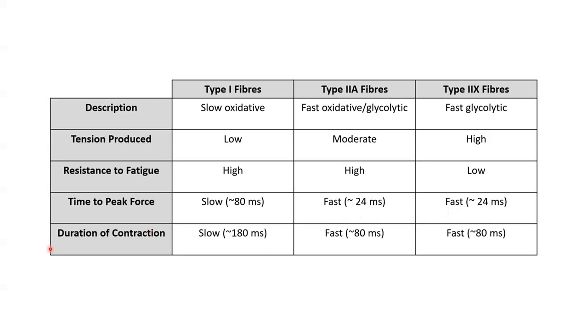And then lastly, the duration of the contraction: the duration between a muscle fibre being innervated, reaching that peak tension, and then completely relaxing. For our type 1 fibres, this is quite slow. It's slow to reach that peak force, slow to relax. It produces that low level of muscle force, but it can contract all day without getting tired or being fatigued. Our type 2A and our type 2X fibres are quite fast to reach that peak force. They're also fast to relax, and they produce that moderate and that high level of tension within the muscle.